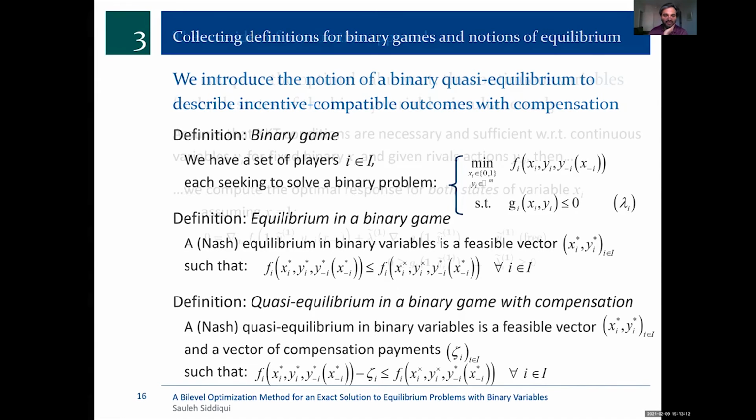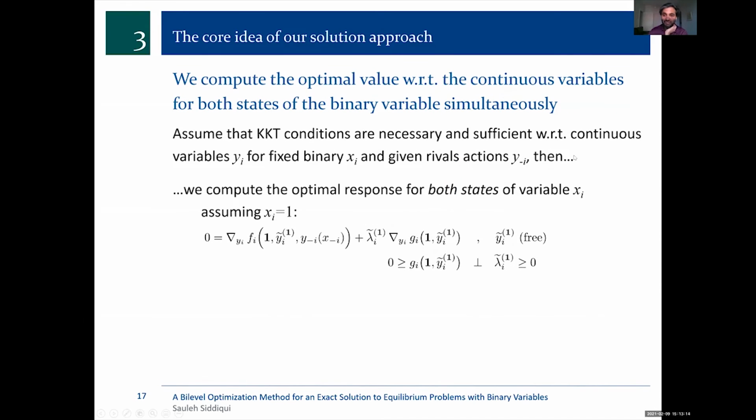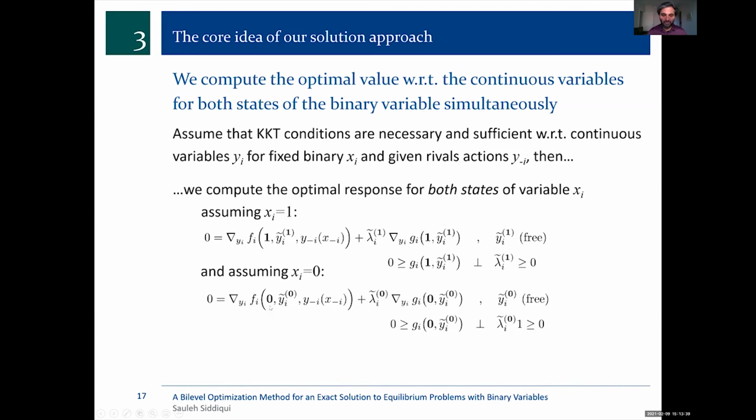So then moving on from this definition. If we assume the KKT conditions are necessary and sufficient with respect to the continuous variables, so essentially some convexity assumptions we make, we can compute the optimal response for both states of the variable xi. So we can compute what will happen if it's 1. And again, this 1 isn't a vector, because I know that this will be 2 to the n different combinations, but I've done it so that it's simplified for us. So we can compute the optimality conditions for when it's 1, and we can also compute for when it's 0.